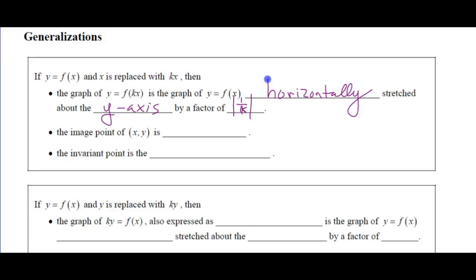So we will say it's a horizontal stretch. If you see -2, you just say it's a horizontal stretch by a half. Then I'm going to reflect it in the y-axis, then I'm going to do whatever translations, like, it's sort of the last stuff. Stretches, reflections, translations. The image point of x, y is... it's not x. What is it? 1 over kx, comma y.